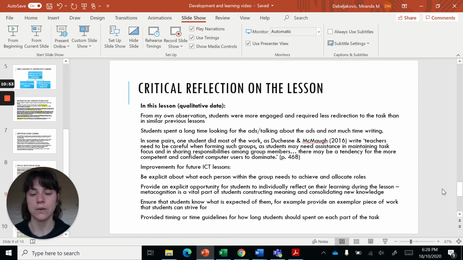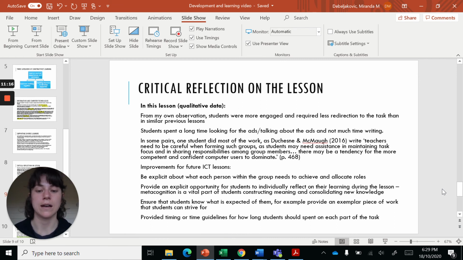Qualitatively, from my own observation, the students were more engaged and required less redirection to the task than they had in similar previous lessons, although students spent a long time looking for the ads and talking about the ads and not as much time writing. In some of the pairs, it was quite obvious that one student was completing most of the work.